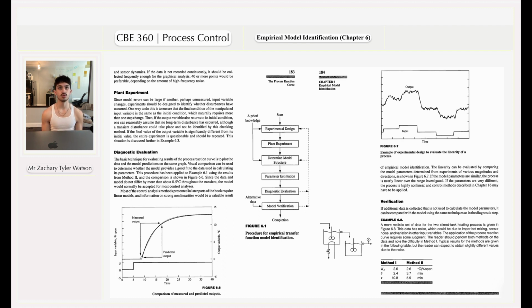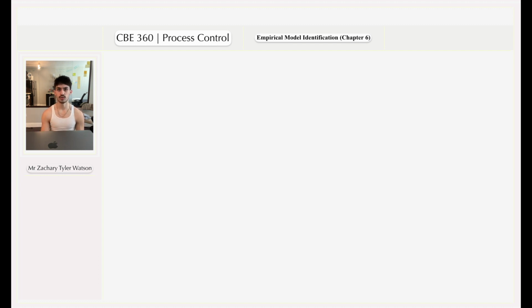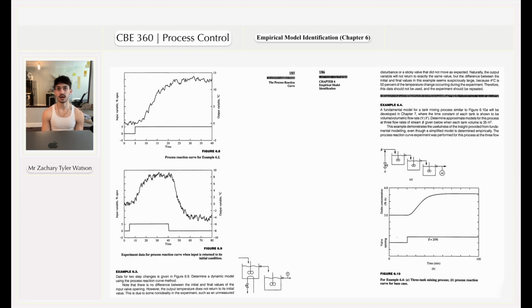We have method 1 and method 2. We have proportional gain constants, we have theta, and we have tau. Remember, theta was like that maximum curve with respect to something with the initial value. Maybe it's the steady value, maybe it's the initial. Let's go back and check what that theta is. Theta is the intercept of maximum slope with initial value. We have figure 6.8, the process reaction curve for example 6.2, and we have figure 6.9, experiment data for process reaction curve when input is returned to its initial condition.